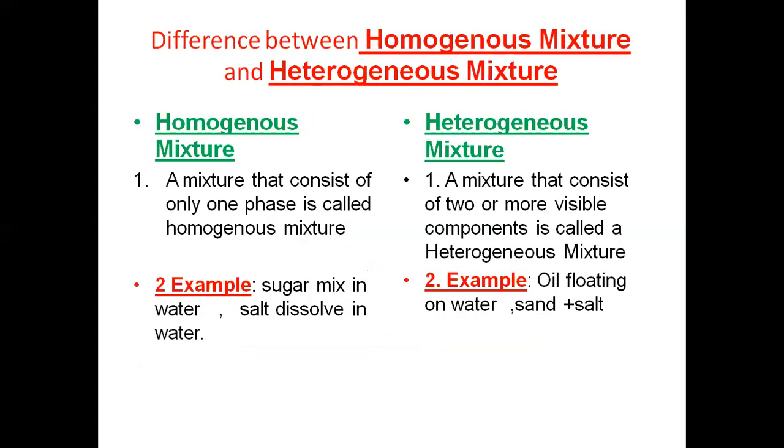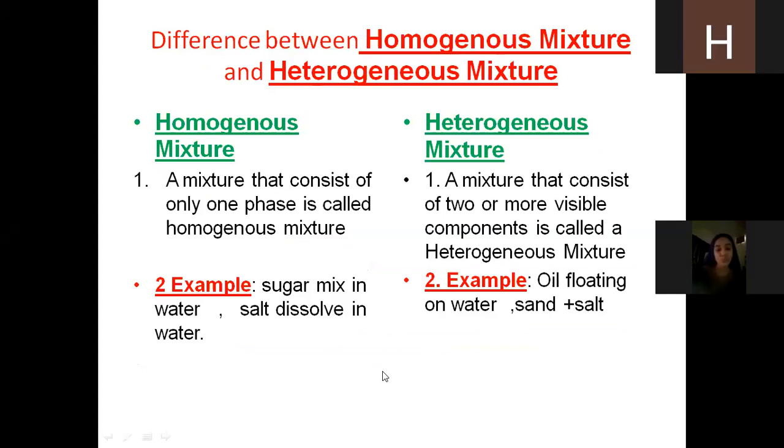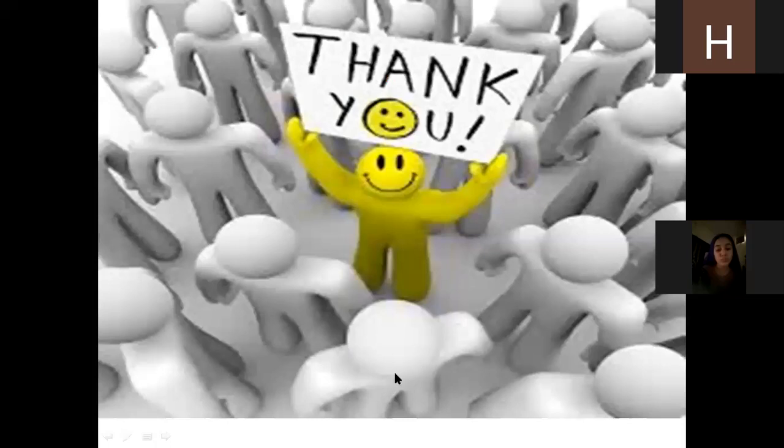Okay, this is the difference between homogeneous and heterogeneous. What is a homogeneous mixture? A mixture that consists of only one phase is called a homogeneous mixture. And what is a heterogeneous mixture? A mixture that consists of two or more visible components is called a heterogeneous mixture. Okay class, this is all about the basic definition.